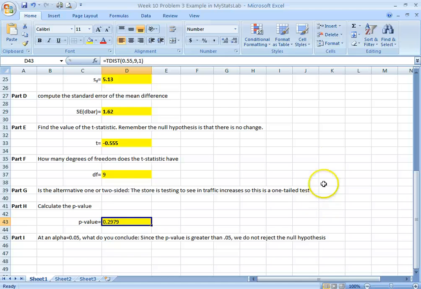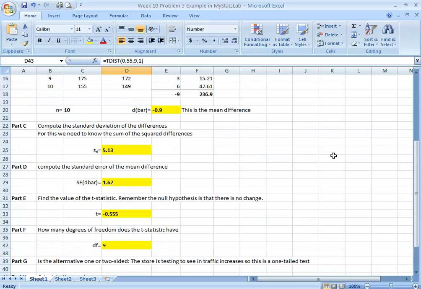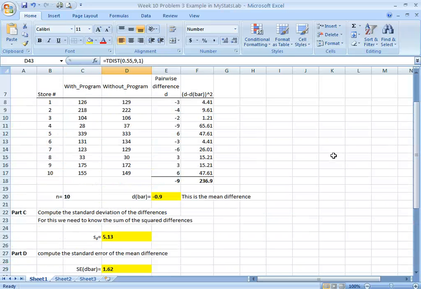Well, there you have it. That's problem 3 example there. Pretty long problem there, isn't it? But using Excel, we can take care of all of this fairly quickly. I hope this helps you calculate and finish problem 3 in your homework.